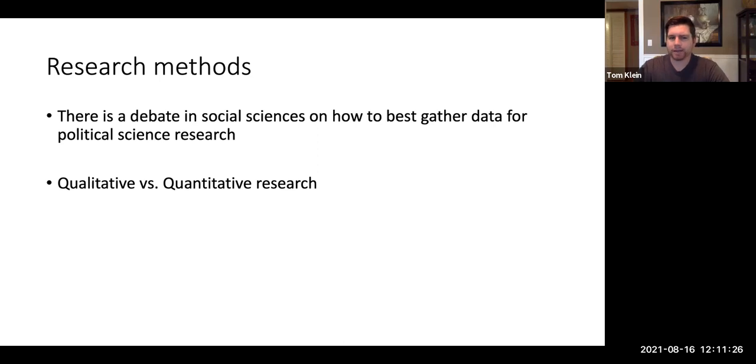And there's actually kind of a debate going on in social sciences and in political science in particular on the best way to gather data for research. How should we be pursuing this information? How should we be pursuing research? And you have the qualitative camp and you have the quantitative camp. And it's important for this class and for our first test that you know the difference. And let's go over that now, qualitative versus quantitative.